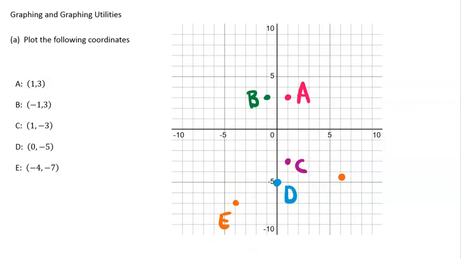Well, what about D? D is on the line, right? That is right there on the y-axis. What quadrant is it in? It's not in a quadrant. We call that a quadrantal point, and it has no quadrant if it's on either the x-axis or the y-axis. So hopefully plotting points went well for you. I know you've done that before.